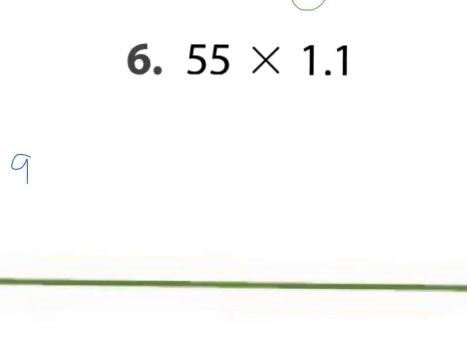And then our last example is 55 times 1 1/10, or 55 groups of 1 1/10. So that's going to be around 55, right? Because 55 times 1 is 55. Any number times 1 is itself. So 55 times 1 1/10. 55 times 1 is 55, right?